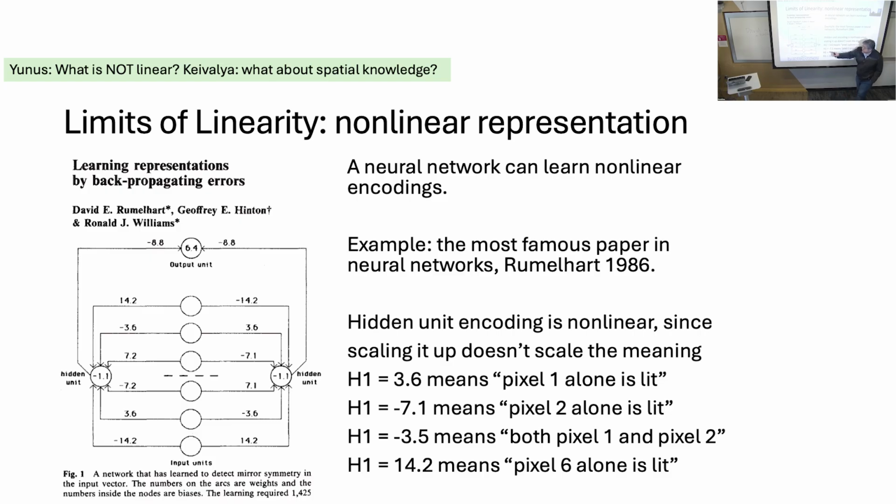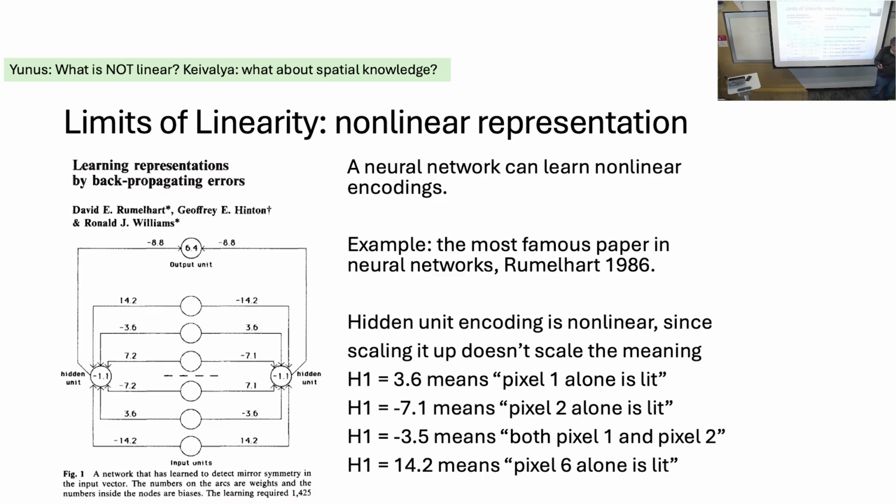And the interesting thing, if you think about this encoding, it's very non-linear, right? What it learns. And why is it non-linear? It's because these neurons that he's learning have learned this encoding, which is very strange. For example, if this neuron reads 3.6 is what comes into it because of the weights, it means everything is 0 except for the first pixel, right? And if it reads negative 7.1, it means everything's 0 except for the second pixel, right? And if it reads negative 3.5, it means both pixels 1 and 2 are on.